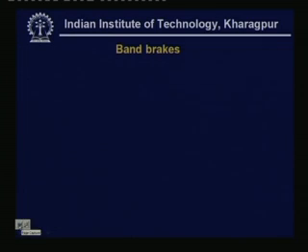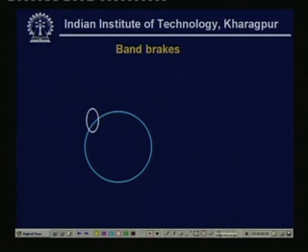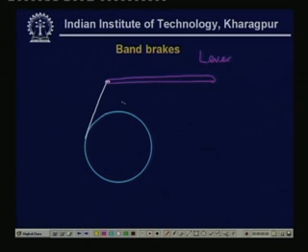Now, the band brake, this is the brake which looks like this. This is the drum again, and this is the band which is connected to a lever. Let me show. So this is the lever. Now, this is the band which is wrapped around this drum.